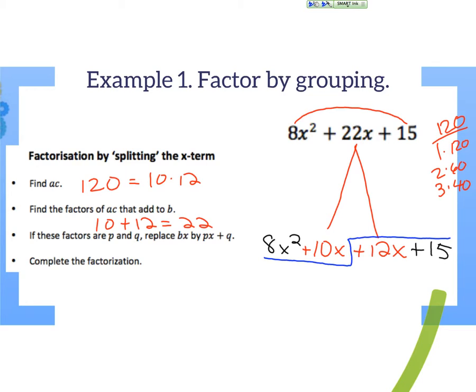So I'm going to completely ignore the second group. Just looking at 8x squared plus 10x, I'm going to factor out a greatest common factor. So when I look at 8 and 10, they're both even numbers. I can take out 2. I've got x squared and x, so I can take out a 2x. So that's like that greatest common factor that we were talking about earlier today. Now I do need to leave what's left here.